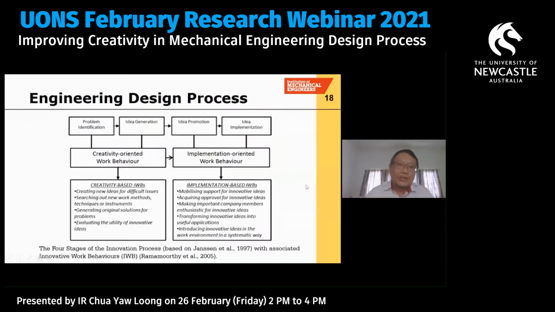In the engineering design process I mentioned just now, we are involved in 4 stages: problem identification, idea generation, idea promotion, and idea implementation. As I mentioned, the first 2 stages are really creativity dependent. We are talking about coming up with new ideas for difficult issues like COVID-19 when it first came out, searching for new working methods, new instruments, new techniques, generating original solutions for that particular problem, and evaluating the innovative ideas.